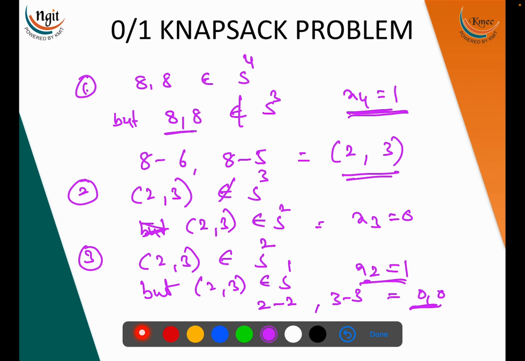So this is the 0/1 knapsack problem, and I have explained the sets method and tabulation method using dynamic programming. These are the sequence of decisions to place the items inside the bag.